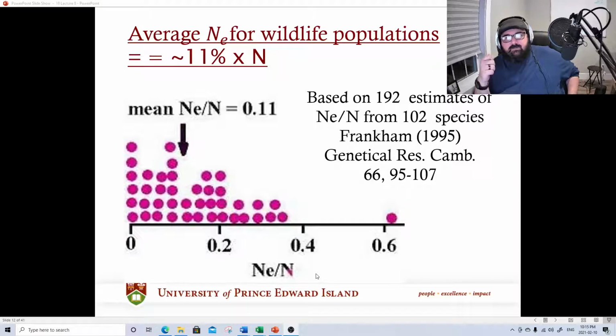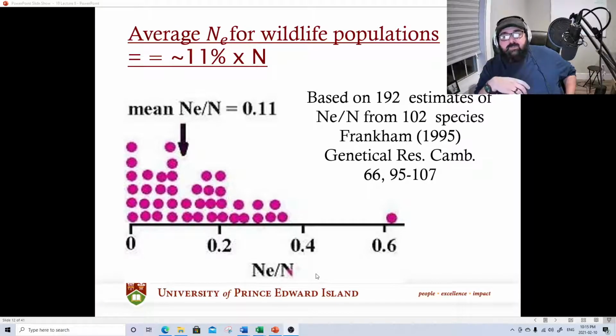That's a concern. If you have 100 individuals census size, your effective size is about 11. If you have 200 individuals, it's somewhere around 22. That's a problem.